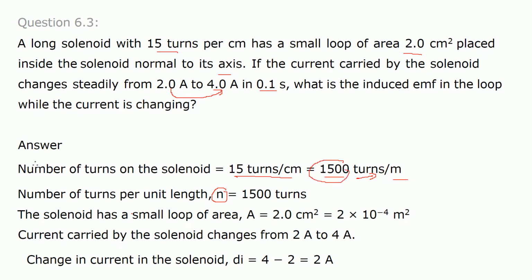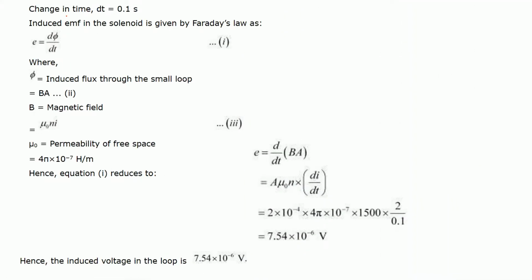Now this solenoid has a small loop which has the area given here. It is 2 centimeter square, so we will convert it into meter square. Now the current carried by the solenoid changes from 2 ampere to 4 ampere. So what is the change in the current? We have to find the difference, that is delta I or dI. So this will be 4 minus 2, which is 2 ampere. Now what is the change in time? It happens in 0.1 second.